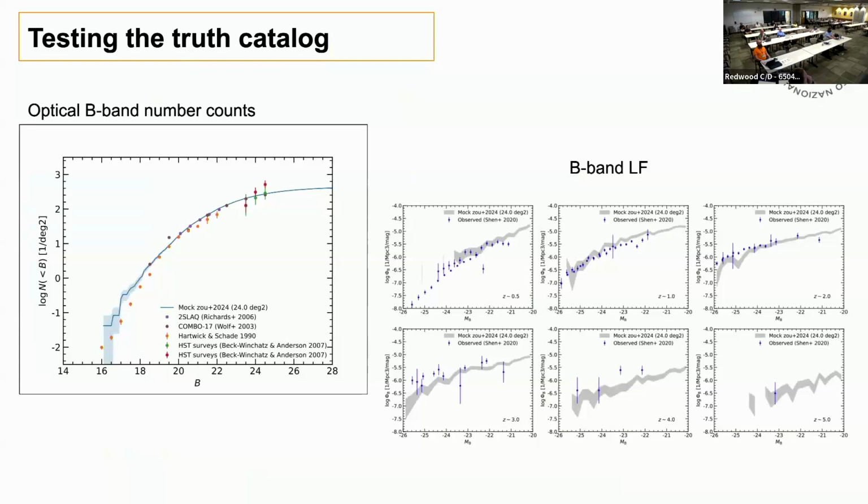And this is a subset of the validation that we have done. So this is looking at the optical B-band number counts of the quasar sample in the truth catalog. On the left-hand side, these are data points that we took from the LSST AGN science book. And then you can see the line that the type 1 AGN, or the quasar sample, that we have in the mock. And we have also looked at the redshift distribution of these sources. So basically look at the quasar luminosity function, which is on the right.